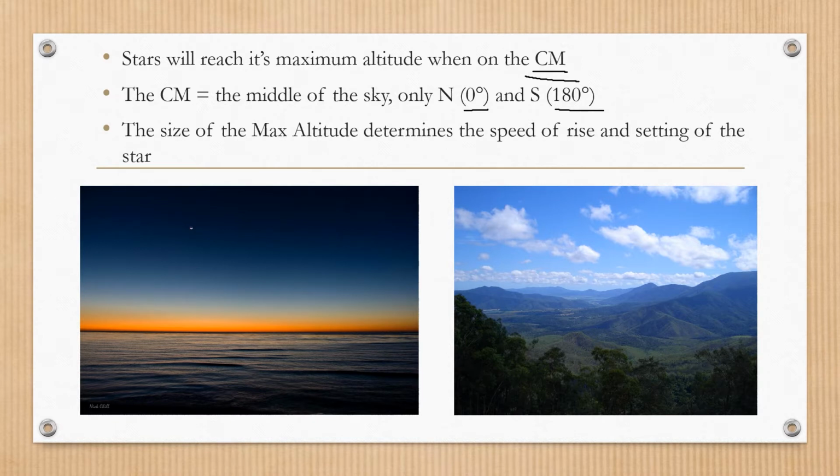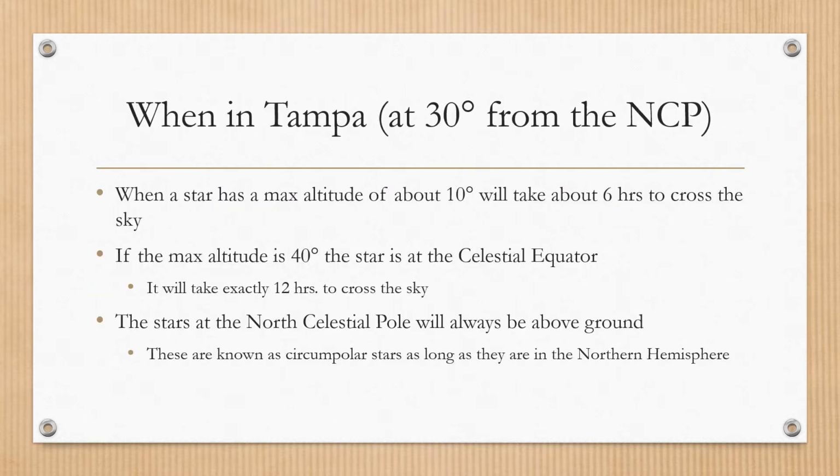You have two types of horizon in this case. You have the ocean, which is type 1, and then you have type 2, which is your mountain range and trees, which has the higher ability to obscure, whereas your oceanic horizon is very clear. In general, when a star has a maximum altitude of about 10 degrees, it will take 6 hours for it to cross the sky. That means rising and setting.